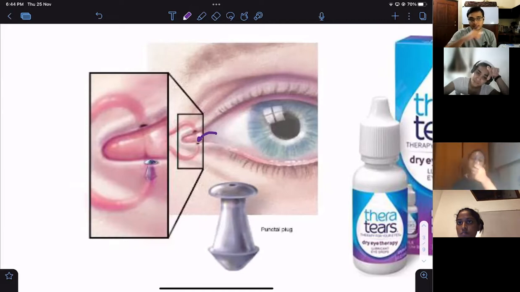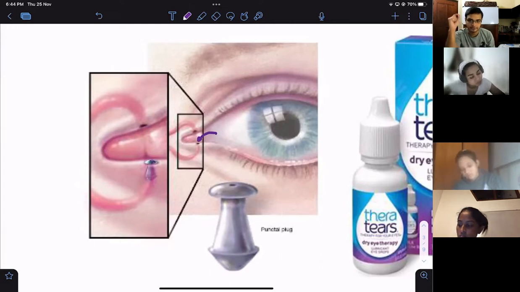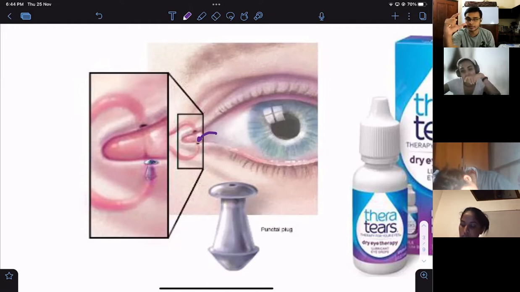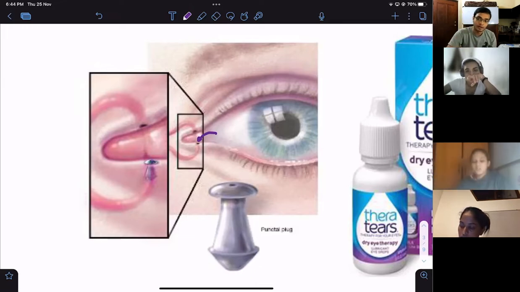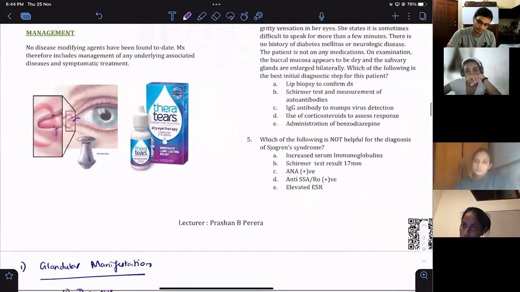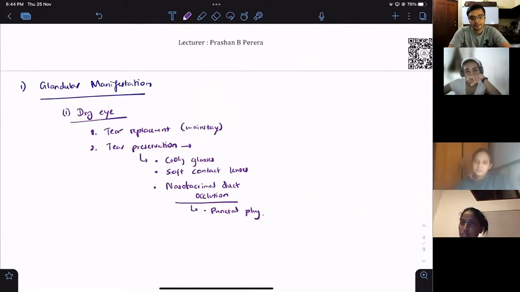Okay, this one, guys, it's a surgical procedure. You can't just put it in with your finger. It's a surgical procedure, and this can be temporary or permanent. There are different types of plugs. Some are temporarily installed for a few months, so they can try it out, or they can be permanent as well. These are called punctal plugs.